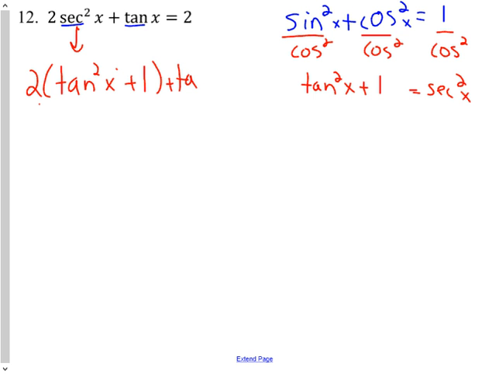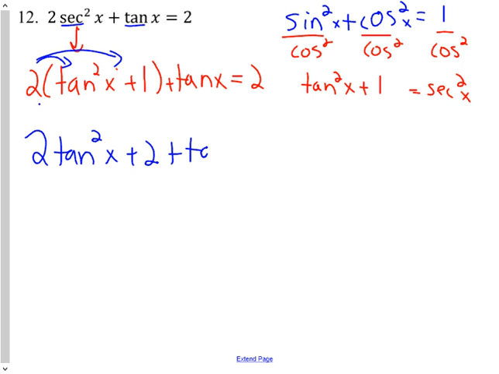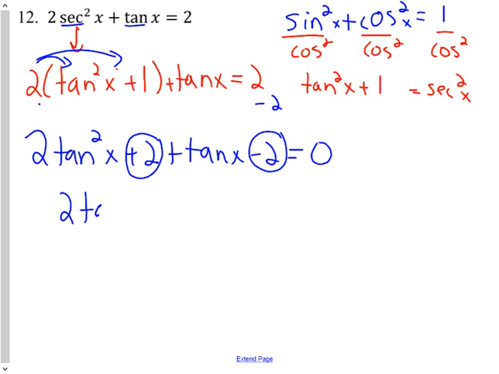And then I'm going to move everything to the left side of the equation so we can solve. Okay, so then this 2 is going to distribute: 2 tangent squared of x plus 2 plus tangent of x. And then we're going to subtract the 2 from both sides to get 0. Now we've got a plus 2 and a minus 2. So that leaves us with 2 tangent squared of x plus tangent of x is 0.